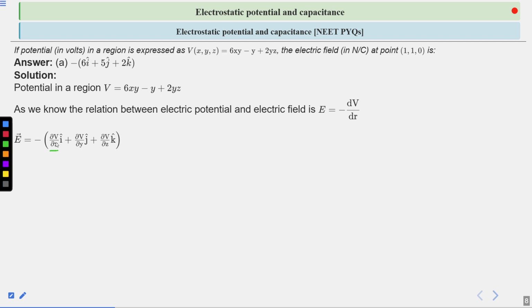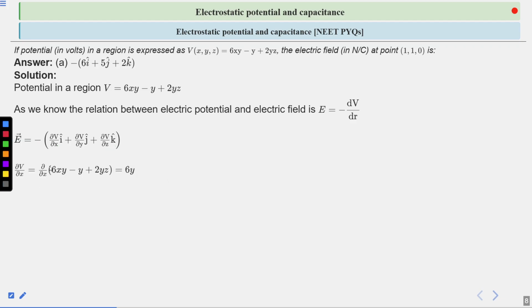Okay, what is partial differentiation? I am coming to that. So minus del V by del x times i cap. I cap is the unit vector for the x direction. The electric field is a vector, so it can be shown in the form of unit vectors, directions. This is the magnitude of the x component, and this is the direction i cap. This is the magnitude of the y component, del V by del y, and j cap is the direction of the y axis. Del V by del z is the magnitude of the z component, and k cap is the direction of the z axis, and this minus sign is according to the formula.